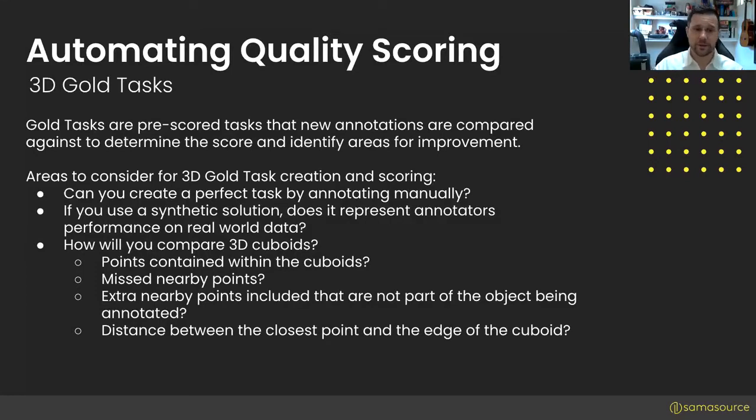So an area to consider for gold tasks is, can you actually create a perfect task or a ground truth task by annotating manually? It's actually quite a difficult thing to do, and there may be some variation there.